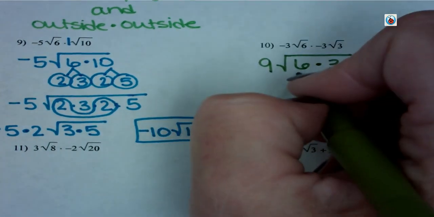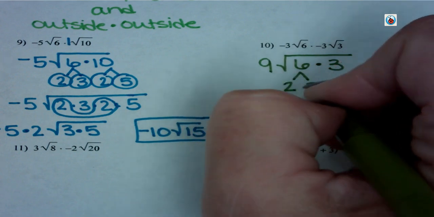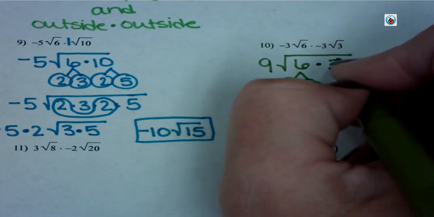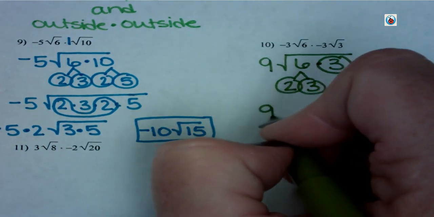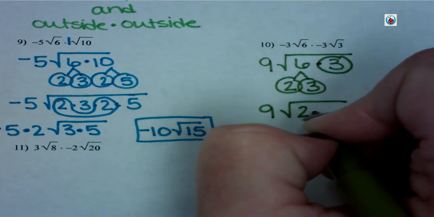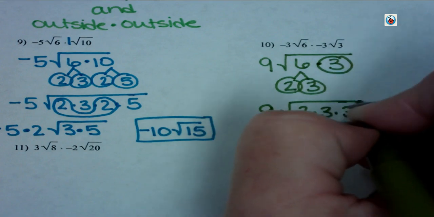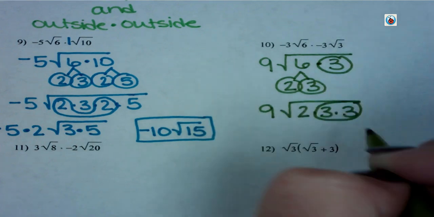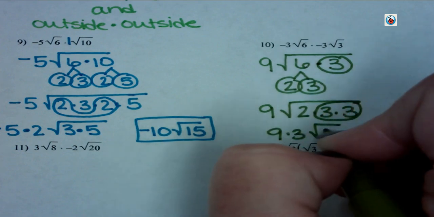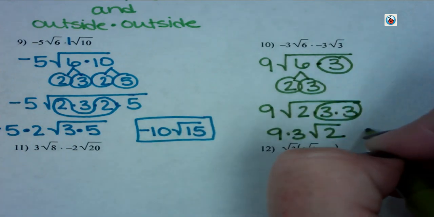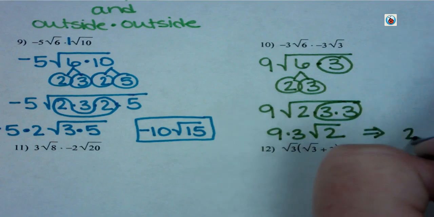I'm going to break down my 6. It's 2 and 3, which are both prime, and I can't forget that prime one sitting there. So now we have 9 radical 2 times 3 times 3. I have a pair of 3, so they're going to come outside. So we have 9 times 3 radical 2, which gives us 27 radical 2.